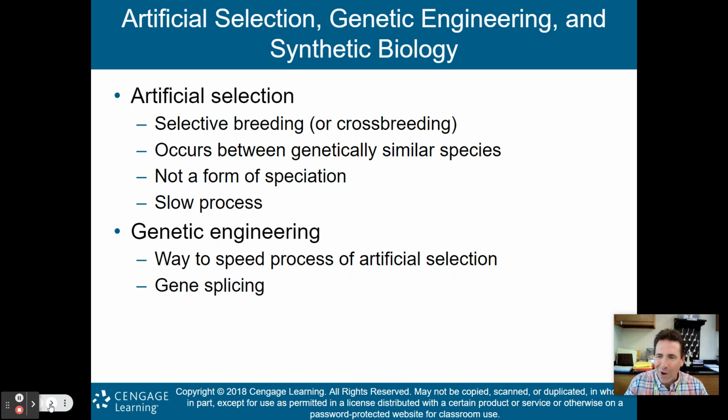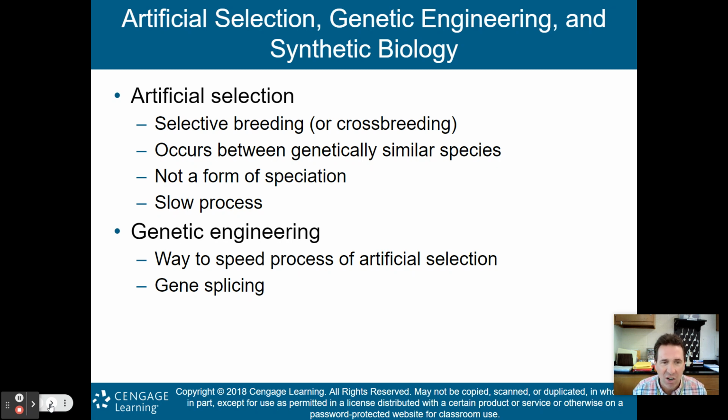Then us humans show up, and we decide that we want to mess with things ourselves. So there's also artificial selection, not natural selection anymore, genetic engineering and synthetic biology, which have come up to speed over the past 50 to 100 years. So what is artificial selection? This is selective breeding or crossbreeding. This occurs between genetically similar species. It's not a form of speciation, and it's a slow process.